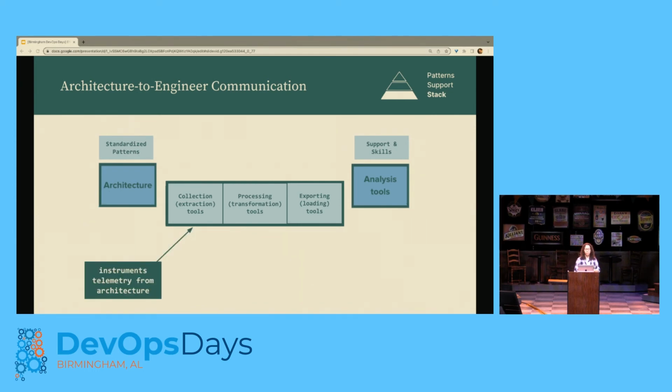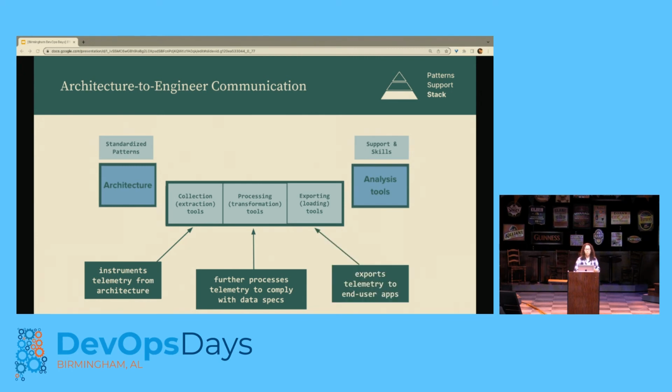Cool. So I'm just going to run through what each of these components are. The first instruments our telemetry from our architecture. The second further processes the telemetry to comply with whatever data standards we have. And the third exports telemetry to your end user applications like Datadog or Honeycomb. So now that I've reviewed the different parts of our communication layer, we're going to shift our focus back to talk through the patterns that should apply throughout the pipeline.